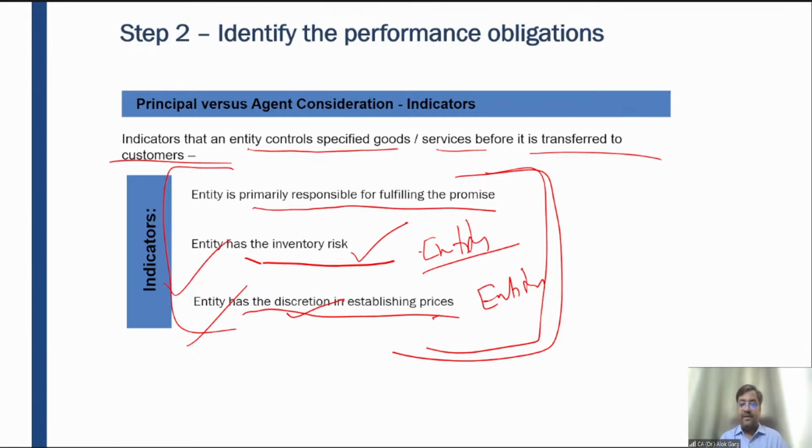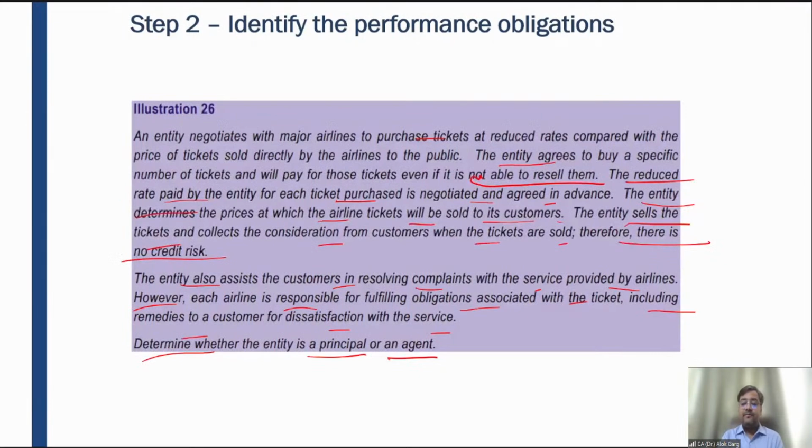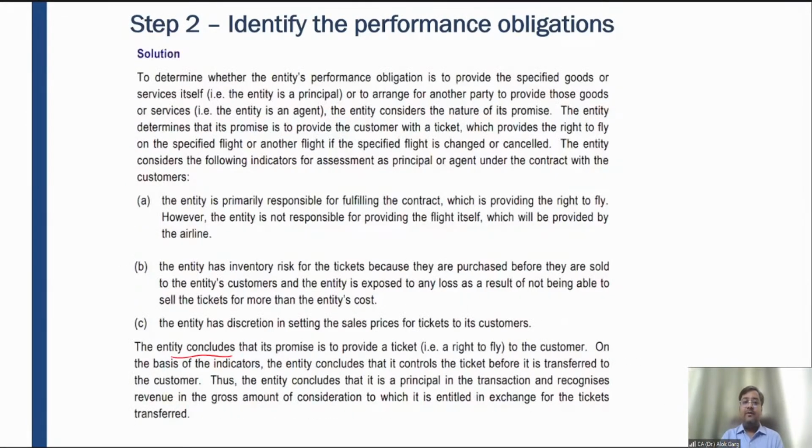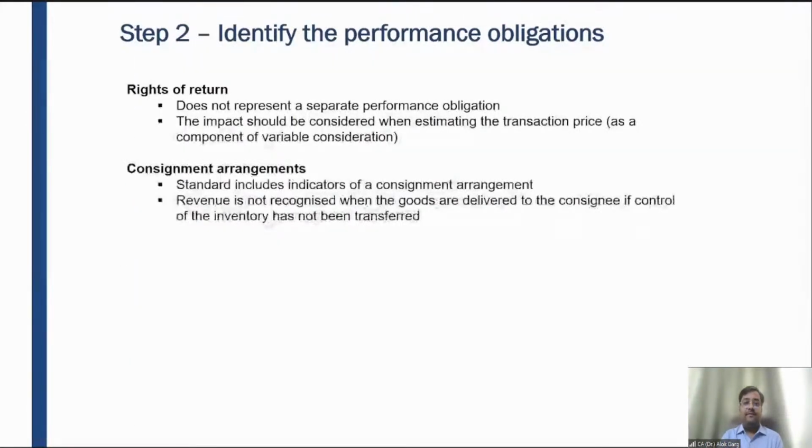who is the principal, who is primarily responsible for fulfilling the promise? Second, who must bear the inventory risk, and who has discretion in establishing the prices, right? And for this we have also covered illustration number 26 to help you understand that concept, right?